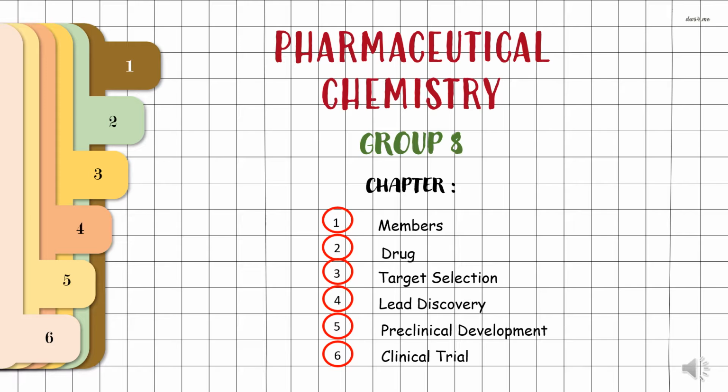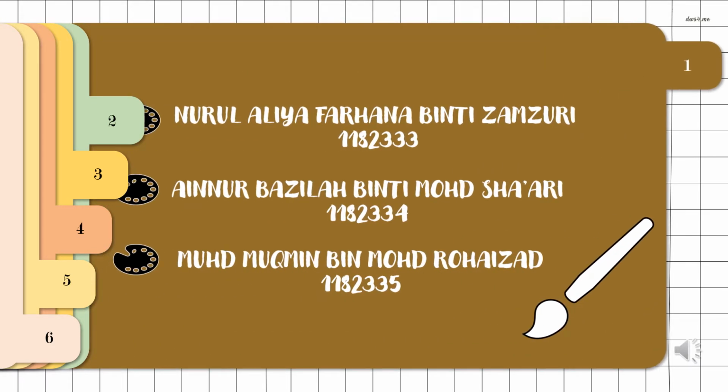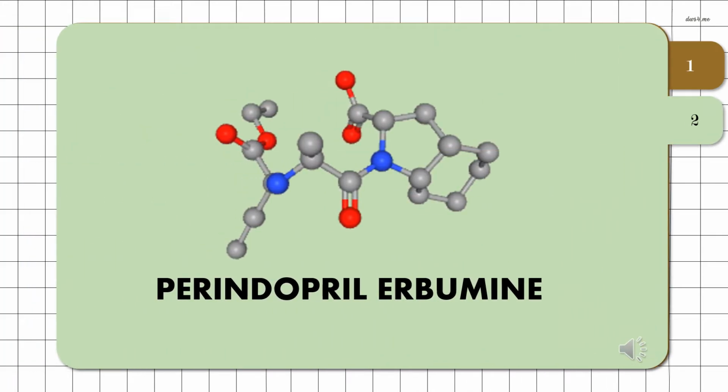We present about Perindopril ERBUMINE. We have 3 members, Alias, Bazilah, and Mu'min. This is a drug called Perindopril ERBUMINE.